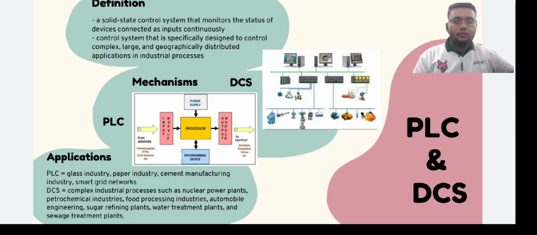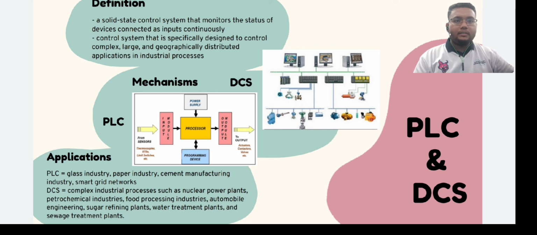For the application of DCS and PLC, PLCs are widely used in a variety of industrial processes. For example, PLCs are used in the glass industry. PLCs are also used in the paper industry, where PLC is used to control machines that produce paper products at high speed. And then PLC is also used in the cement manufacturing industry to maintain the correct quantity and quality of raw materials. Furthermore, PLCs are also used in smart grid networks to monitor and detect any error.